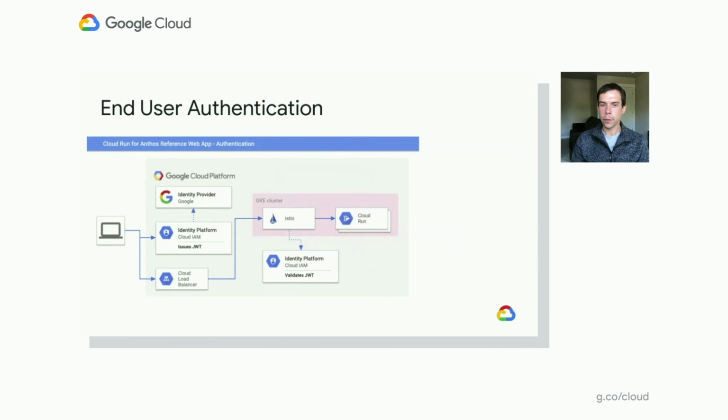Covering how this works end to end, when a user authenticates with our application, they receive a JSON web token. And this JSON web token is used by the front end to make API calls to our backend services. When a request arrives at the Istio Ingress Gateway, Istio is configured to validate these tokens with the GCP Identity Platform and also enforce role-based authorization for various methods and APIs on our backend services.